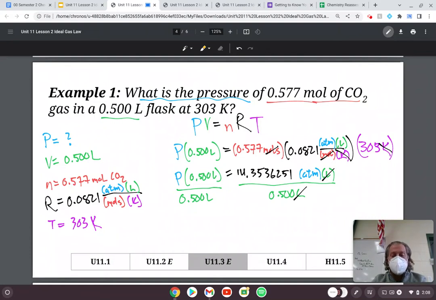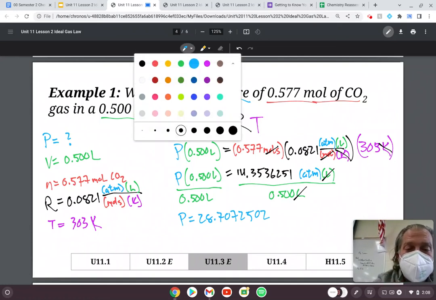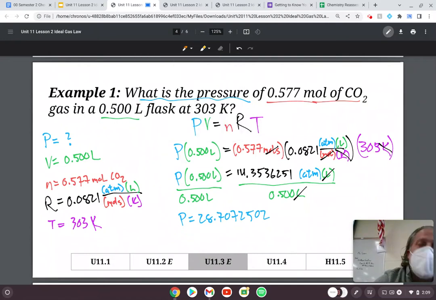So if I take the 14.35 and so on, divided by 0.5, I get something in the ballpark of the result, but we have to assess significant figures. In order to do that, I'm going to go back to my original values. In my problem, the original value here has 1, 2, 3 sig figs. My original value here has 1, 2, 3 sig figs.